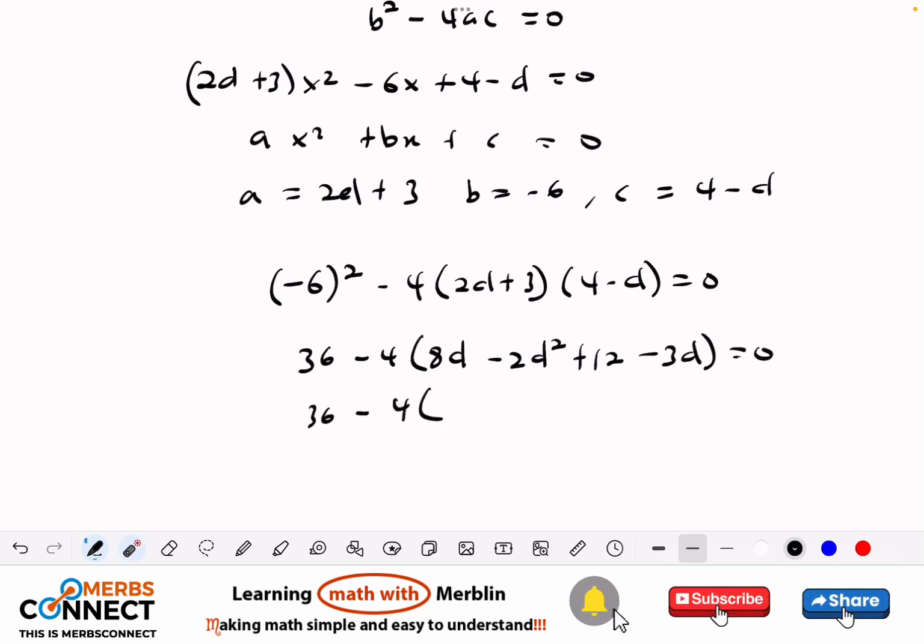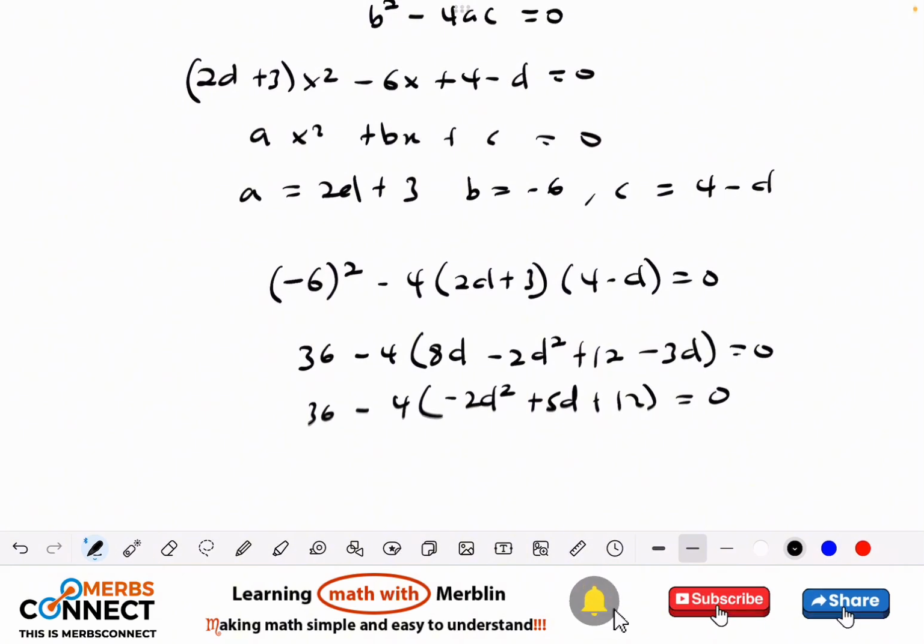Let's simplify the one in the bracket. This and that and that. So this will be minus 2d squared. This combined with this is going to give us 5d, and then plus the 12 is going to be 0. Right. So that's what you're going to get.